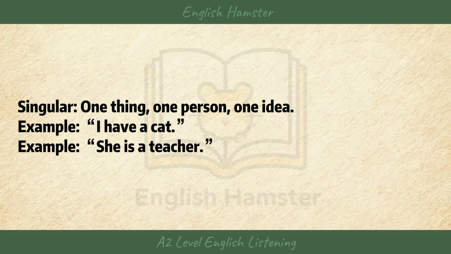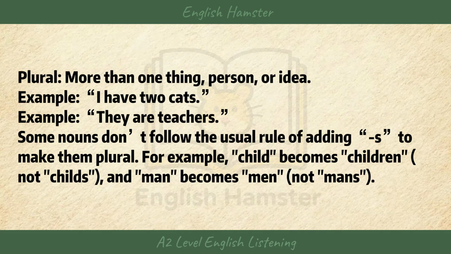Example: she is a teacher. Plural: more than one thing, person, or idea. Example: I have 2 cats. Example: they are teachers. Some nouns don't follow the usual rule of adding s to make them plural. For example, child becomes children, not childs, and man becomes men, not mans.